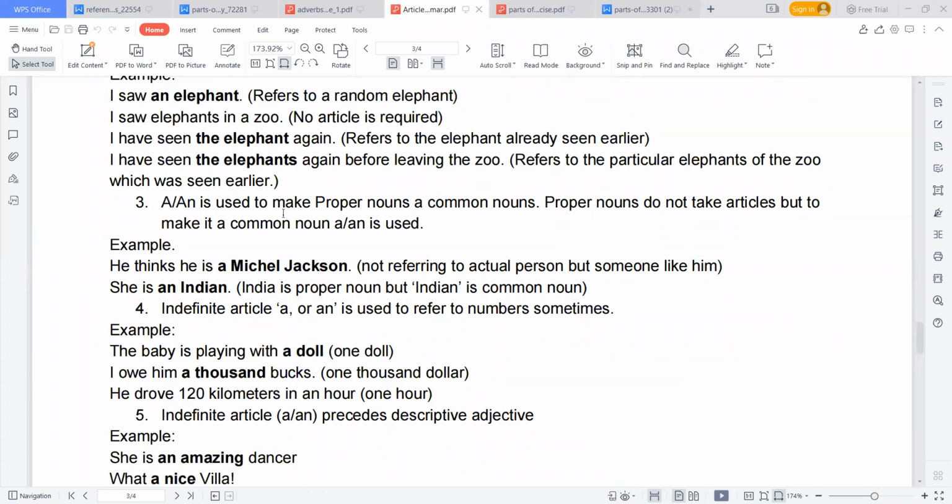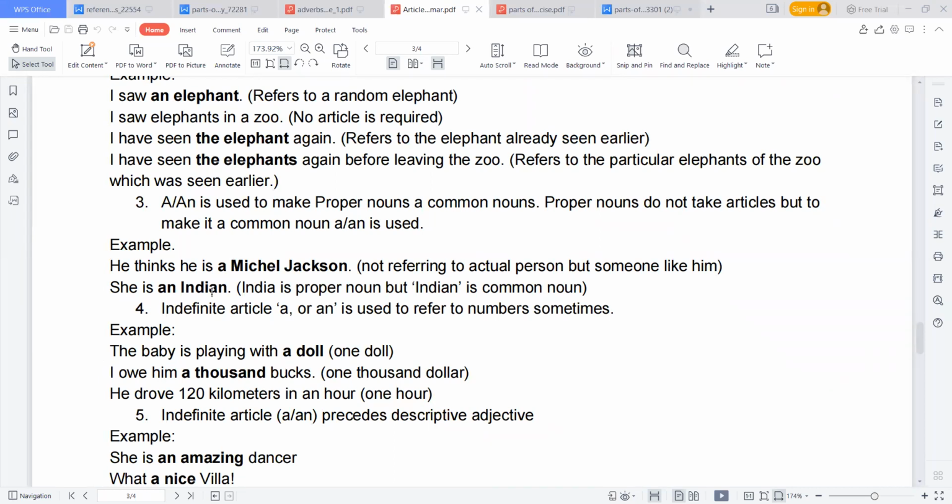Next, a and an are used to make proper nouns into common nouns. How? He thinks he is a Michael Jackson. So he is not a Michael Jackson, but he thinks that he is a Michael Jackson. We make the name Michael Jackson a common noun, so with that we can use a and an.